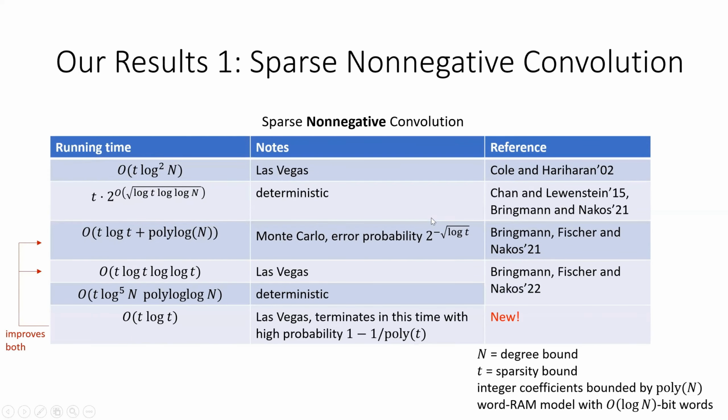Now let's mention our new results. First, for sparse non-negative convolution, we give a new Las Vegas algorithm that terminates in order T log T time with high probability 1 minus 1 over poly T. So this is a simultaneous improvement of both of the previous Monte Carlo and Las Vegas algorithms.